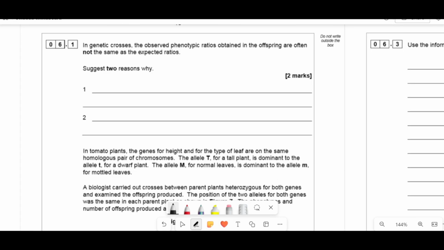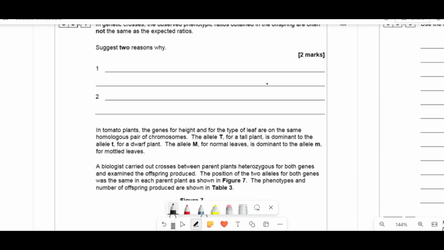There you go. In genetic crosses, the observed phenotypic ratios in the offspring are often not the same as the expected ratios. Explain why. If you have a parent with blonde hair and somebody else with black hair, not every single family will appear as a nice 3-to-1 ratio of black hair to blonde hair, right? You know this. So then we need to think about why in genetics terms that's not the case.